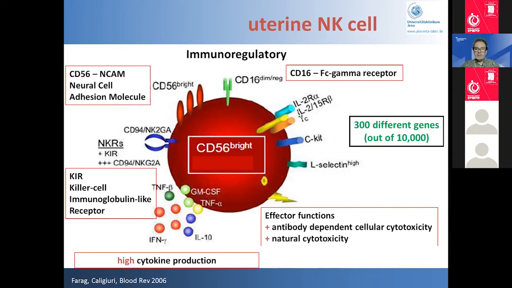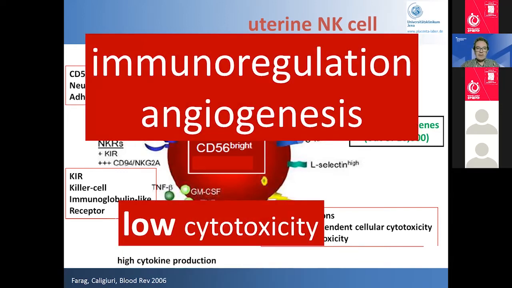300 different genes out of 10,000 have been described as differing between these two cell types, the uterine and the peripheral NK cells. And summarized, their function is immunoregulation and angiogenesis, so the production of different cytokines and growth factors, especially growth factors like VEGF, which are related to angiogenesis, and they have a low cytotoxicity.